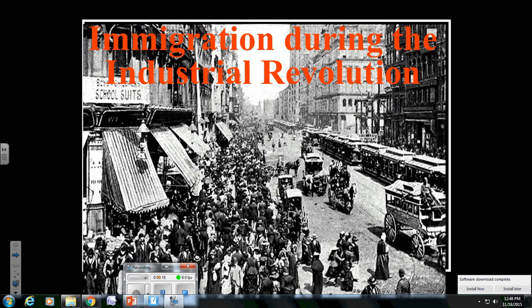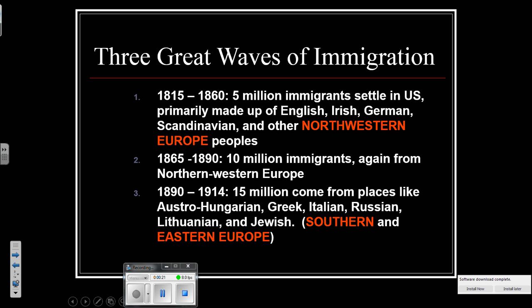So let's begin. First of all, there were three major waves of immigration in the United States. The first one was in the early 1800s, 1815 to 1860, so it's up to the beginning of the Civil War. 5 million immigrants settled in the U.S. Most of them are English, Irish, German, or Scandinavian, so they're from England and further north, typically the northwestern side of Europe. Primarily, that's where those people come from.